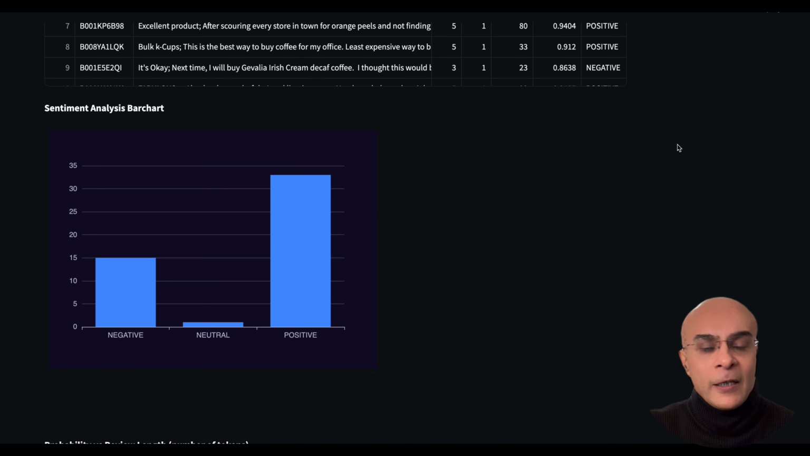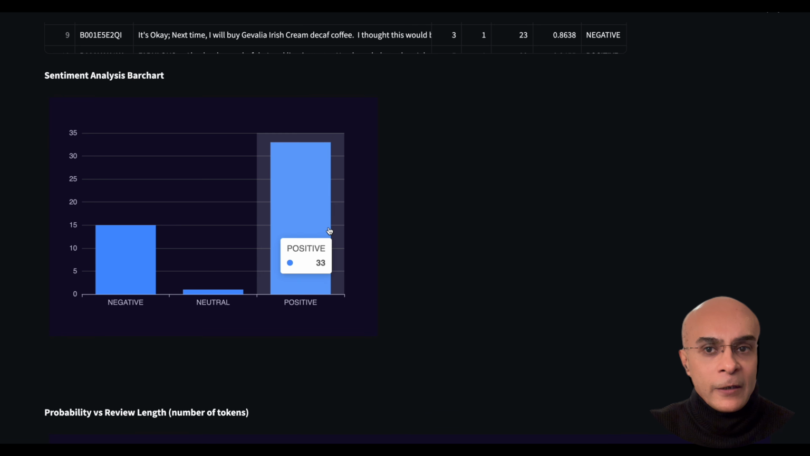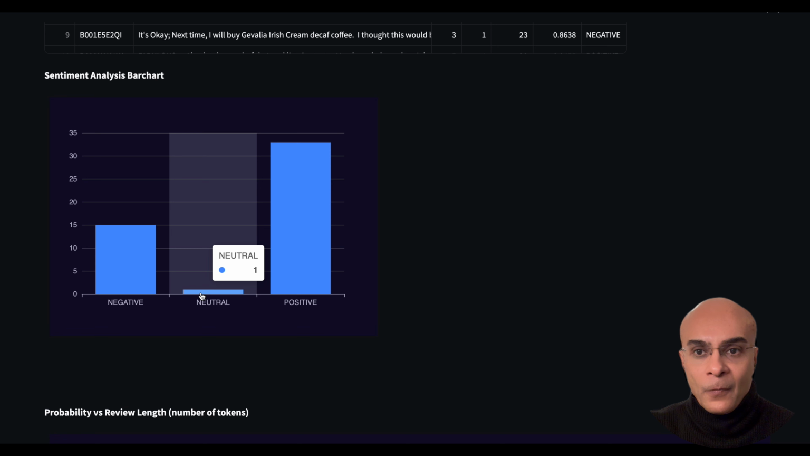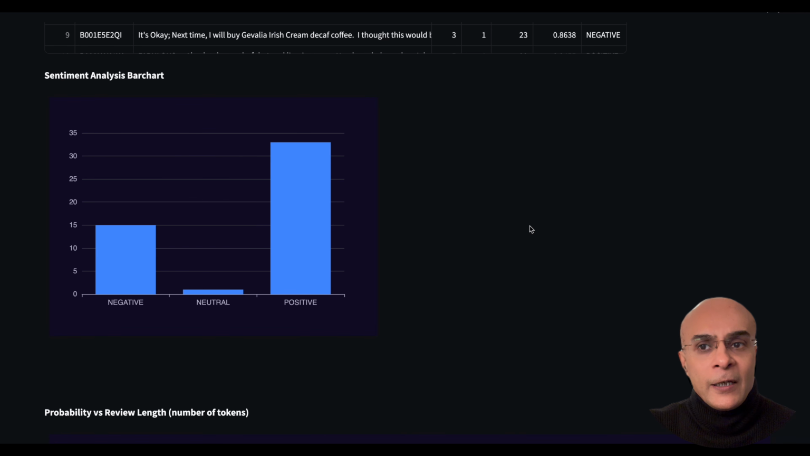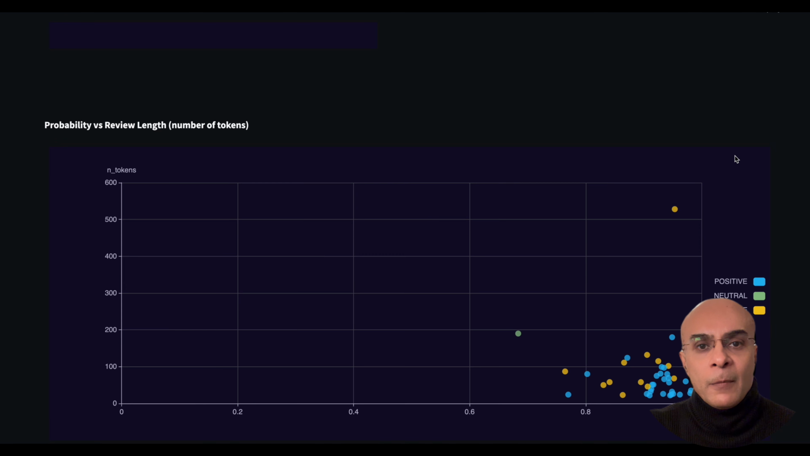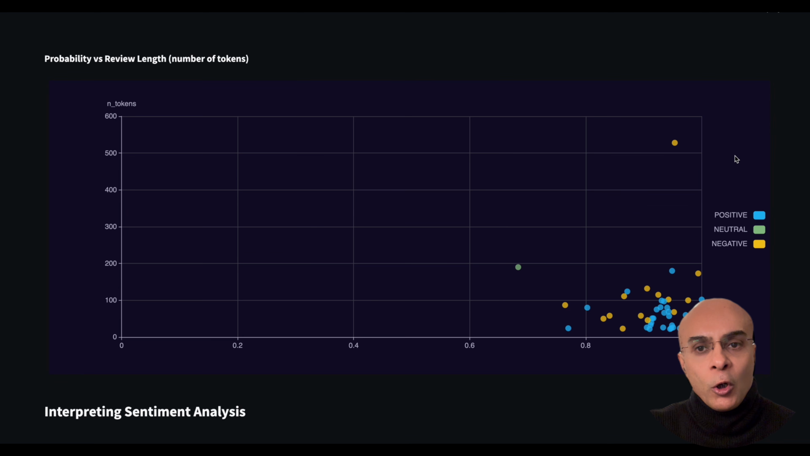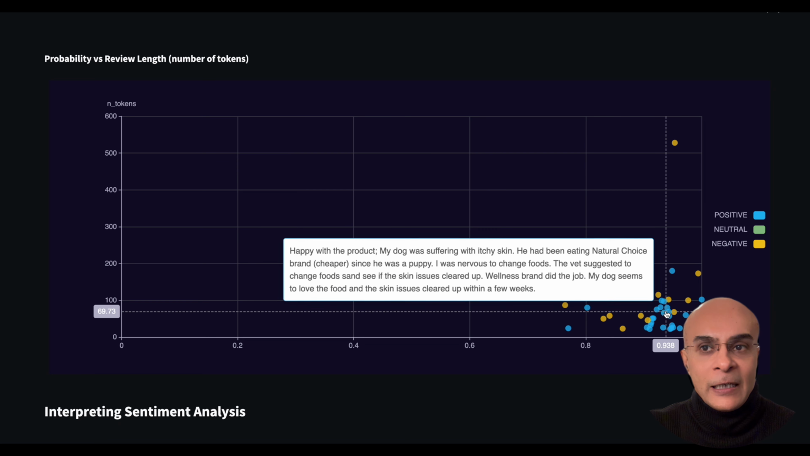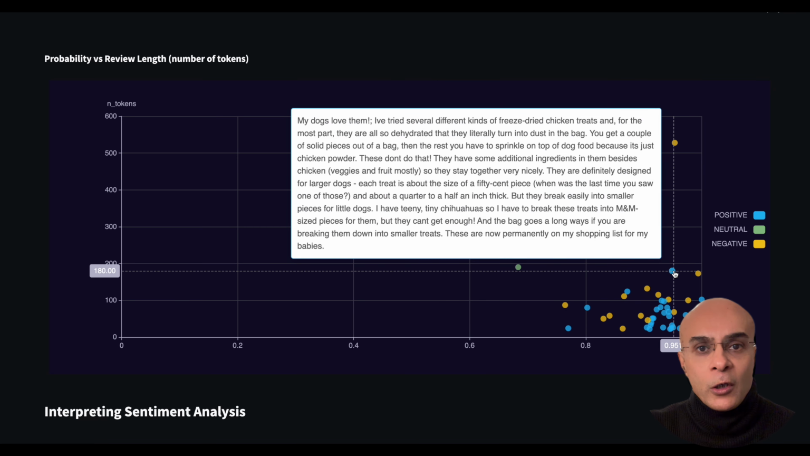So here you can see that most of the customer reviews are positive, followed by negative, and then followed by neutral sentiment. You can also do a very interesting analysis, which is shown here by a scatter plot. This scatter plot has the probability of the sentiment on the x-axis, as well as the number of tokens, which is the length of the review, on the y-axis. And the color of the dots indicates the sentiment. It could be positive, neutral, or negative.